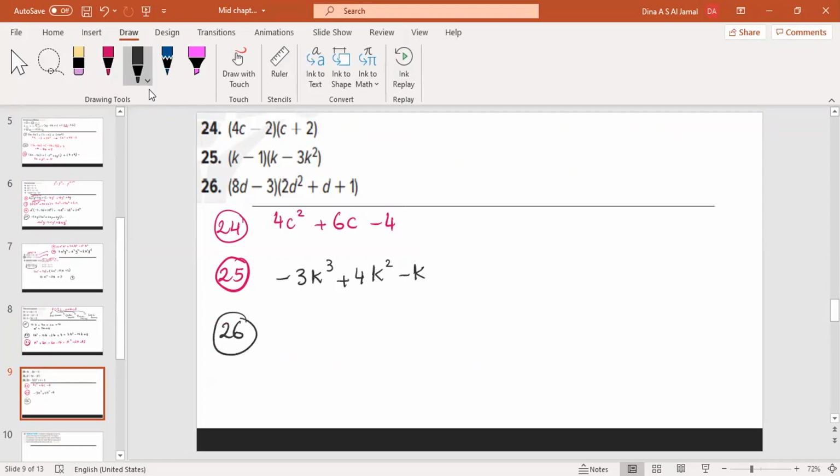Will be all about, you cannot use here the FOIL method, pay attention. Here you should use the distributive property. You can't use the FOIL method because you are not having two binomials multiplied by each other. So please solve this alone. You will be having 16d cubed plus 2d squared plus 5d minus 3.